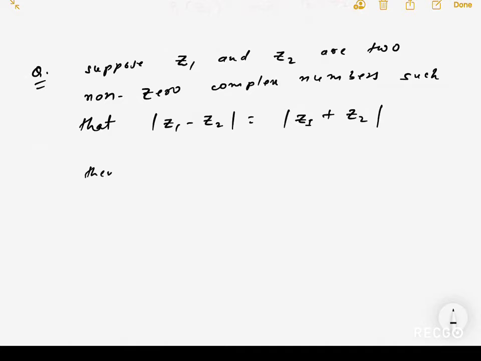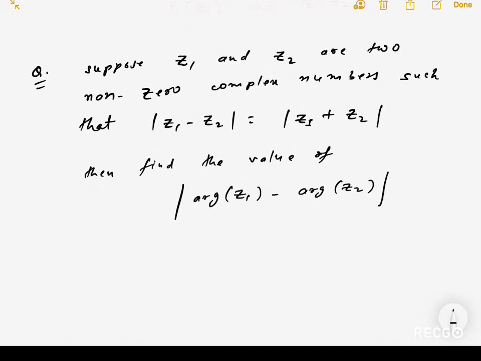Now see, the question is saying that suppose Z1 and Z2 are two non-zero complex numbers such that modulus of Z1 minus Z2 is equal to modulus of Z1 plus Z2. What does it mean? You already know this. Then find the value of modulus of argument of Z1 minus argument of Z2. Now this question requires that you imagine two complex numbers, Z1 with argument theta 1, and Z2 with argument theta 2.